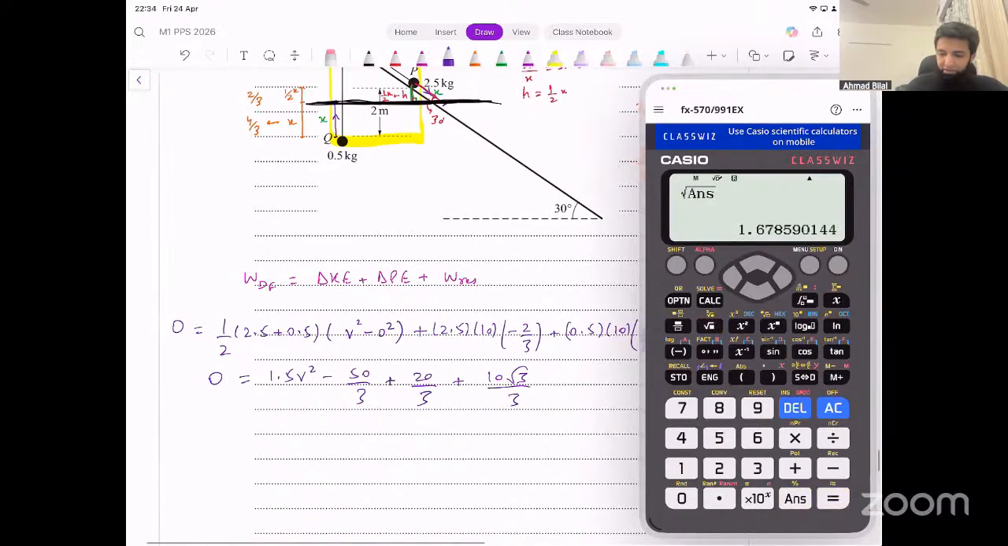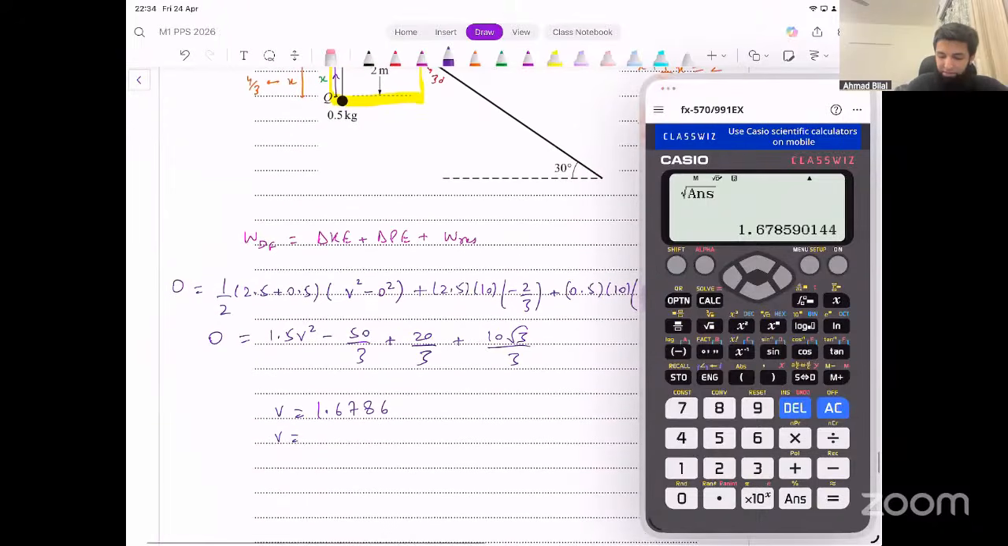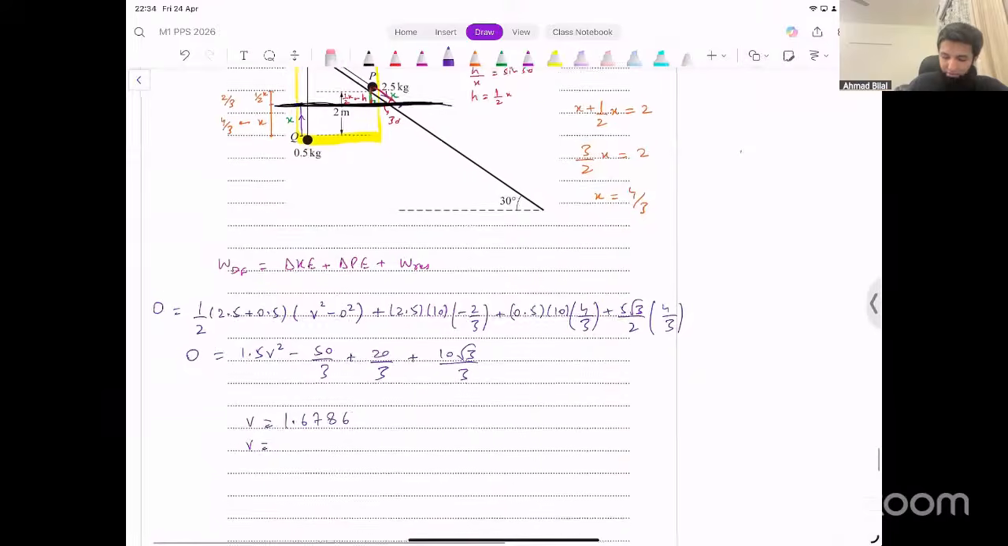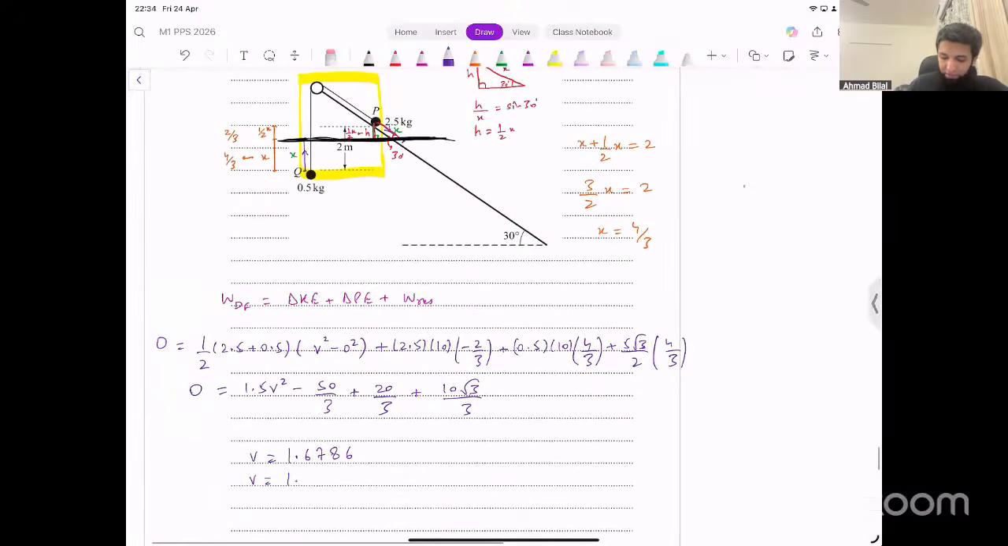That's 1.678. That's exactly what we were getting from the other method as well, right? 1.6786. So I calculated that final velocity using the constant acceleration formulas earlier. They asked us to do that using the energy method. So we're getting the same value from this as well, 1.68 meters per second. That's the final velocity, and that's what we wanted to find out.